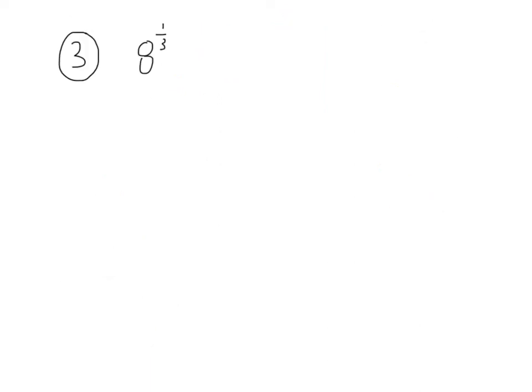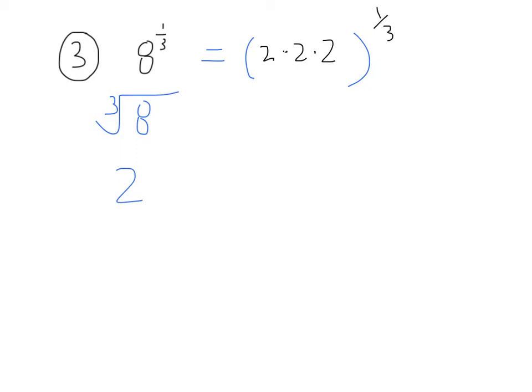Similarly, if I had 8 to the 1/3 power, what is that going to mean? That's going to mean the cube root of 8. And we know the cube root of 8 is 2. Why is that? Well, let's write this out. We know that 8 is the same thing as 2 times 2 times 2. So if I want that to the 1/3 power, that just means I want 1/3 of those factors. There are 3 of these, and 1/3 of those would just be one of them. So this is the same thing as the cube root of 2 times 2 times 2, and the cube root of that is just 2.